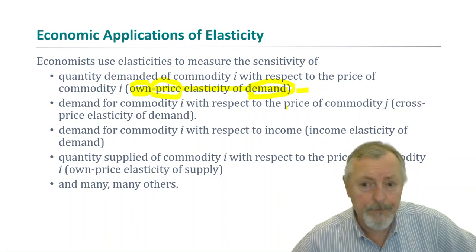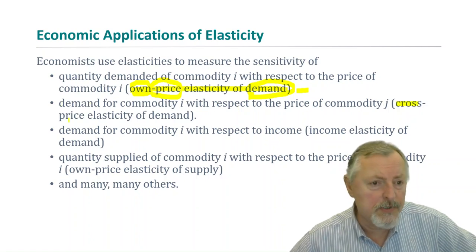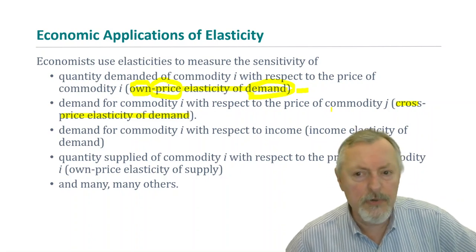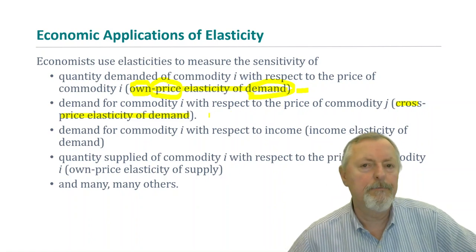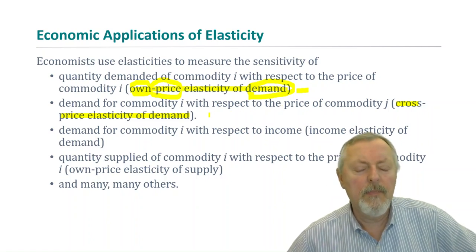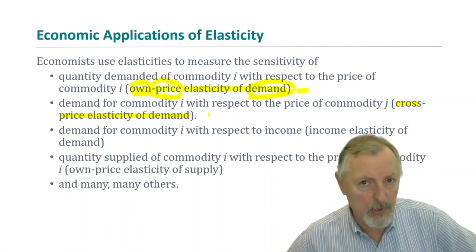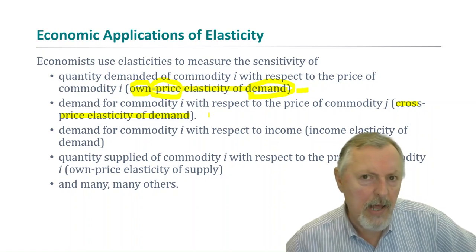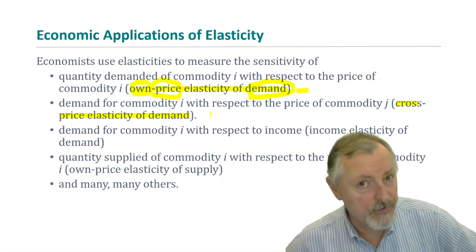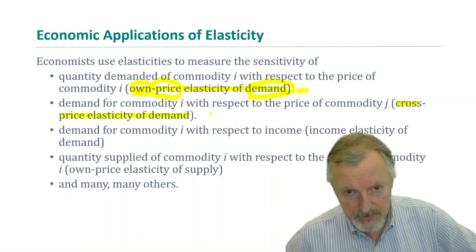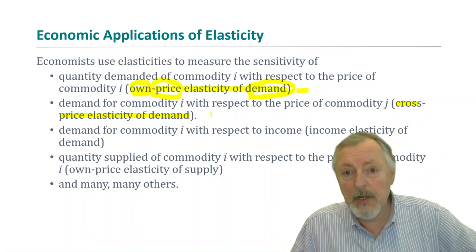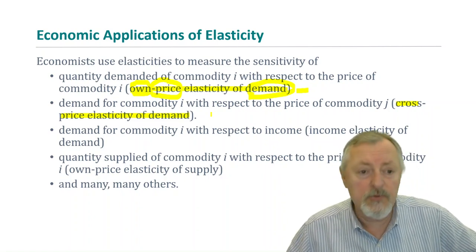There are others. The cross price elasticity of demand. It's the same idea, but the price referred to is the price of something else. If the price of apples goes up $1, what will happen to the quantity demanded of oranges? How sensitive are oranges to a change in the price of apples? When things are substitutes or complements, this becomes relevant.